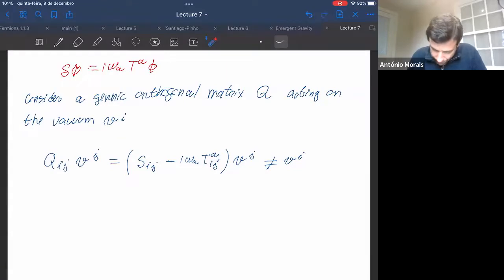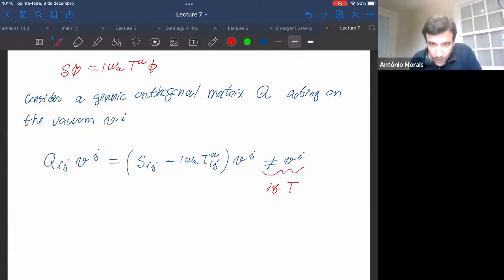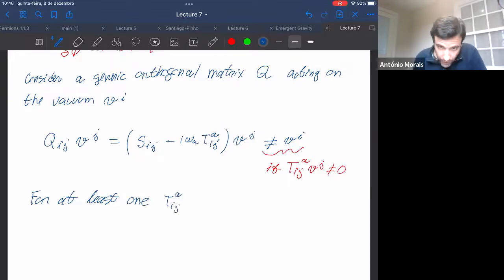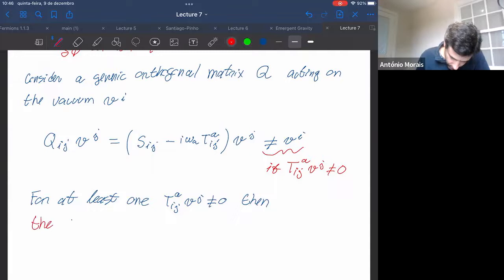This is different than v_i, of course, if T^a_ij v_j is not 0. So this is to say that if for at least one generator, a certain a, T^a_ij v_j is not zero, then the symmetry is spontaneously broken.